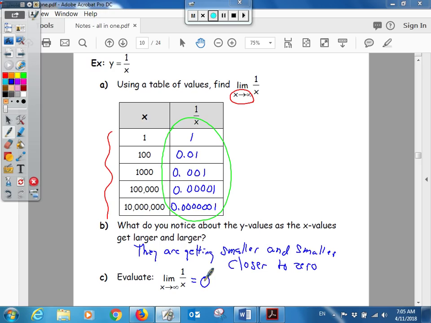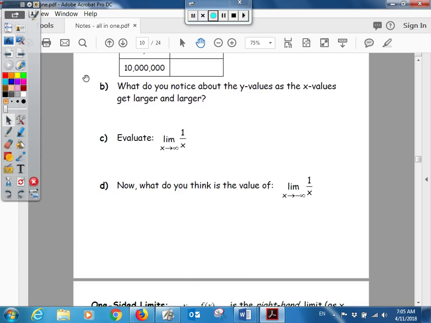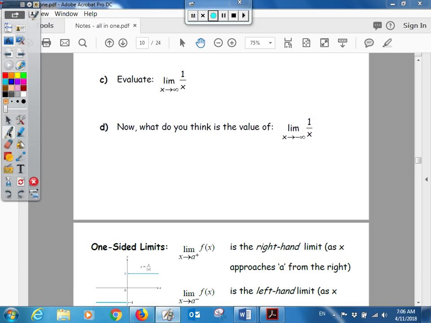Okay, now part D says, what do you think is the value as x approaches negative infinity? Well, what values would you have been plugging into your table if x was getting infinitely small? You would be plugging in negative values that are getting infinitely big. So -1, -10, -100, -1000.